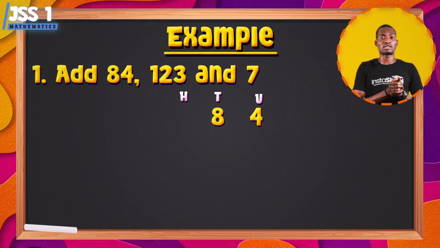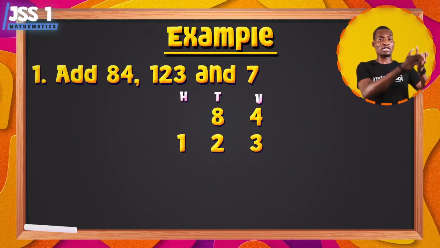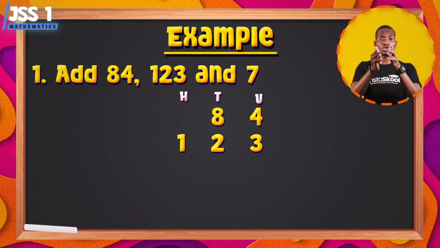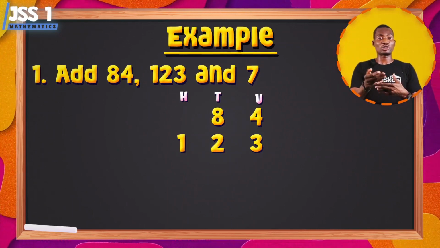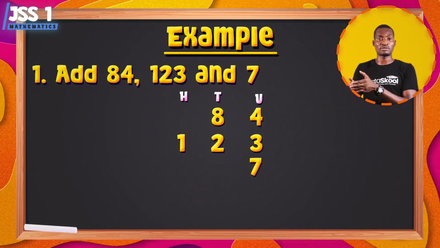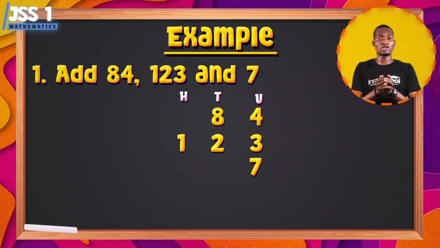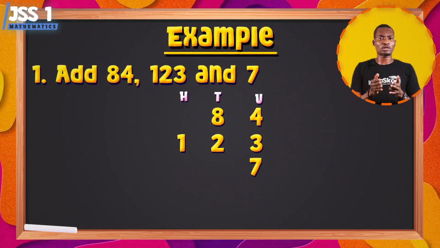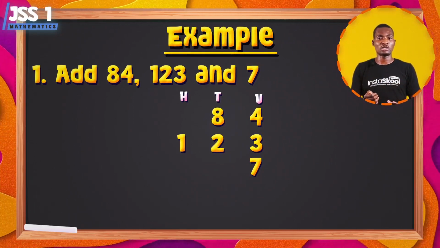The second number is 123. 1 is underneath hundreds, 2 is underneath tens, and 3 is underneath units. Then the last number is 7 that we place underneath unit. So we add 4 to 3 to 7. Let me give you a few seconds to quickly try that out. Add 4 to 3 to 7.